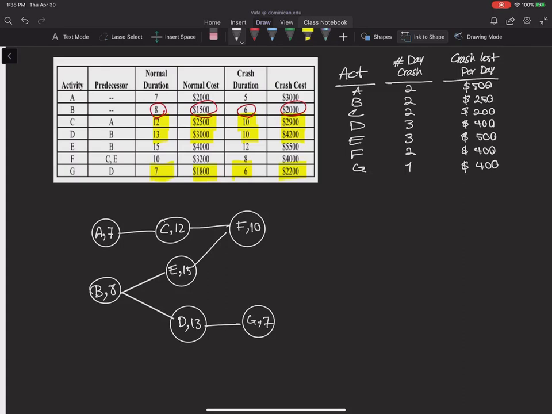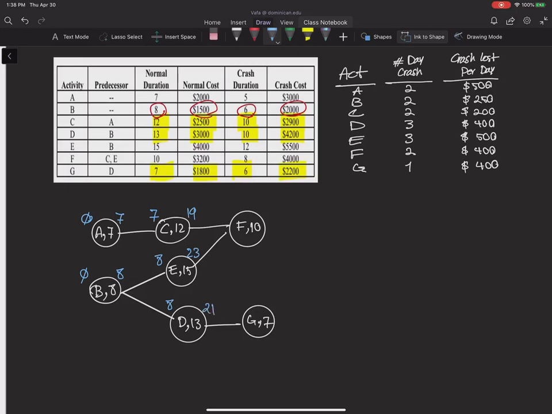Now let's go ahead and do forward pass and backward pass to be able to find what activities are critical. So I have 0 and 0 here as the early starts for activity A and B. Early finish here is going to be 7, for B is going to be 8. Early start for C is 7. Early finish for C is 19. Early start for E and D would be 8. Early finish for E would be 23. Early finish for D would be 21.